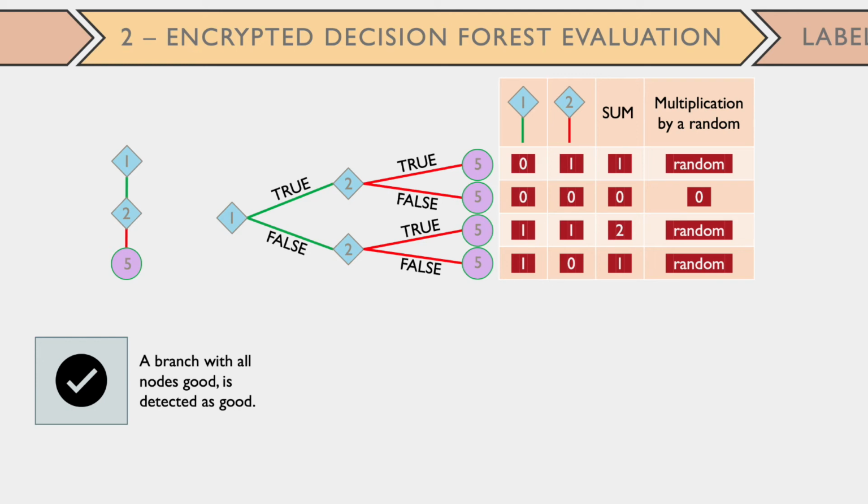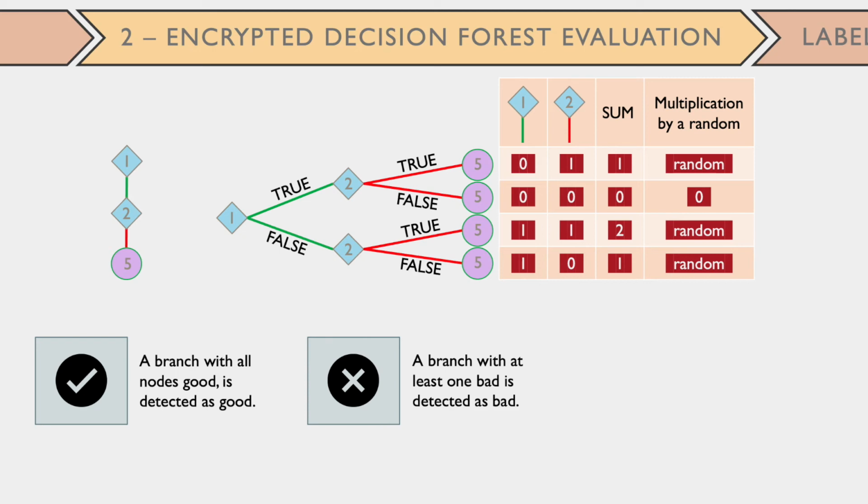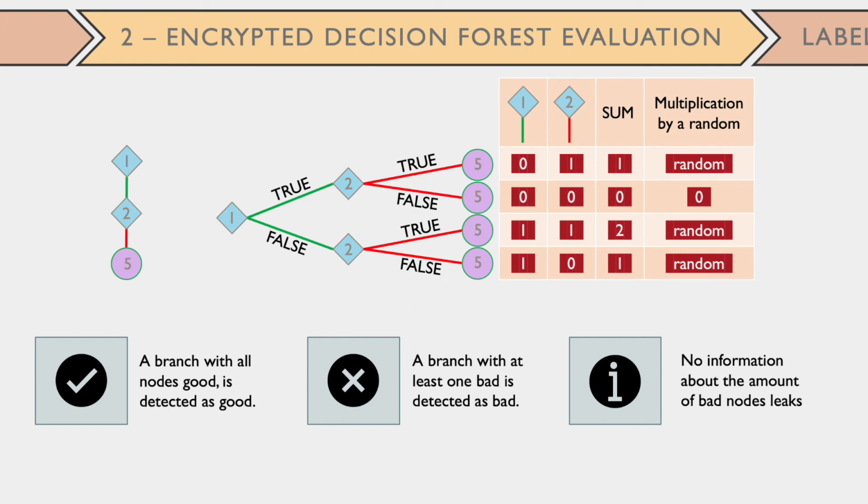Now we can note that if a branch has a score of 0, it means that all the comparisons have been as expected. Concretely, it means that in the tree representation of the model, the sample would have reached the leaf number 5. Otherwise, if the branch score is a random value, it means that at least one of the comparisons is not as expected, and in the tree representation of the model, the sample would not have reached this leaf. Thanks to the randomization, no information about the amount of bad nodes leaks. It means that no information about the comparisons leaks and, by consequence, no information about the client data.